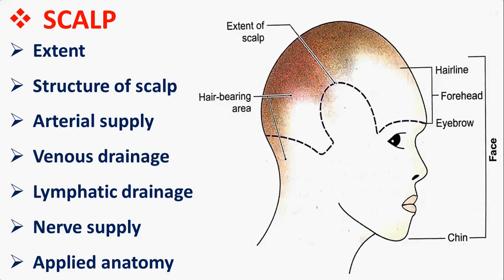Now we will see the scalp. In the scalp we will see the extent, structure, arterial supply, venous drainage, lymphatic drainage, nerve supply, and we will see applied anatomy when we see the structure of the scalp. During the structure of the scalp, we will see one layer at a time along with the applied anatomy.